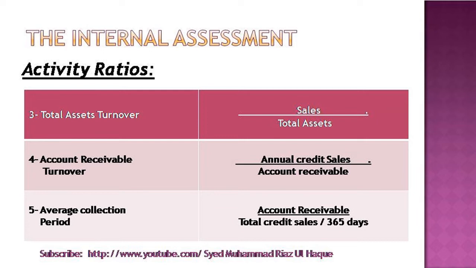Then we have the average collection period. Average collection period equals accounts receivable divided by total credit sales divided by 365 days. Then we will find out for 1 day. And what it measures is basically the average length of time it takes a firm to collect on credit sales in days.